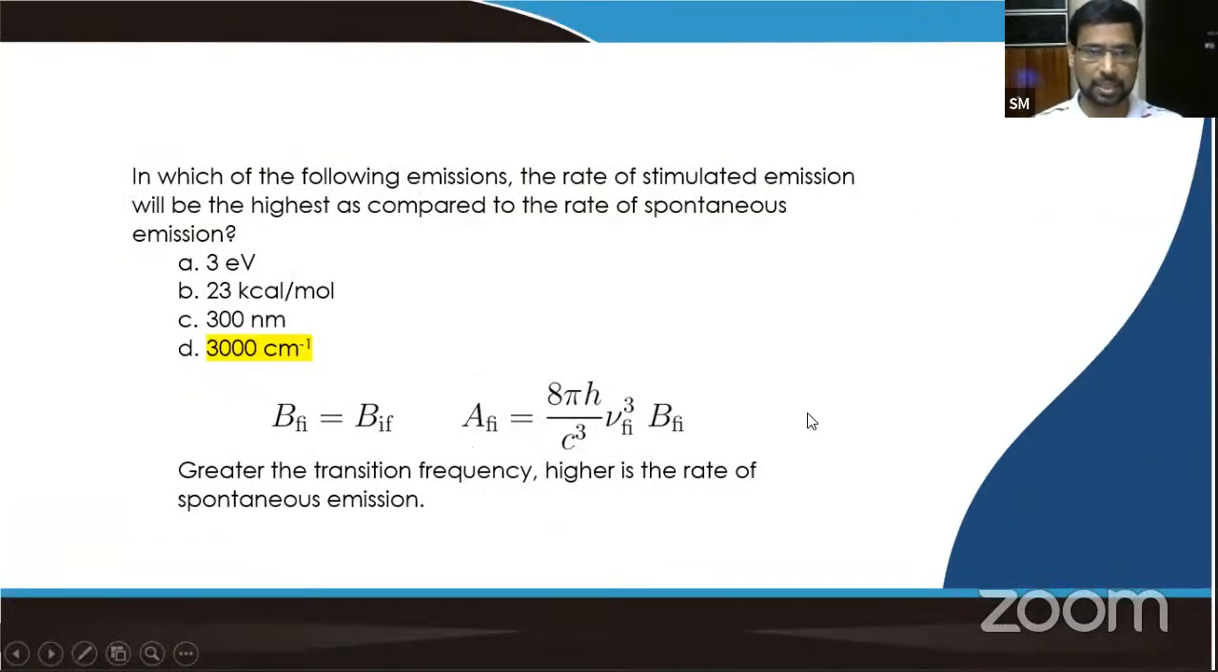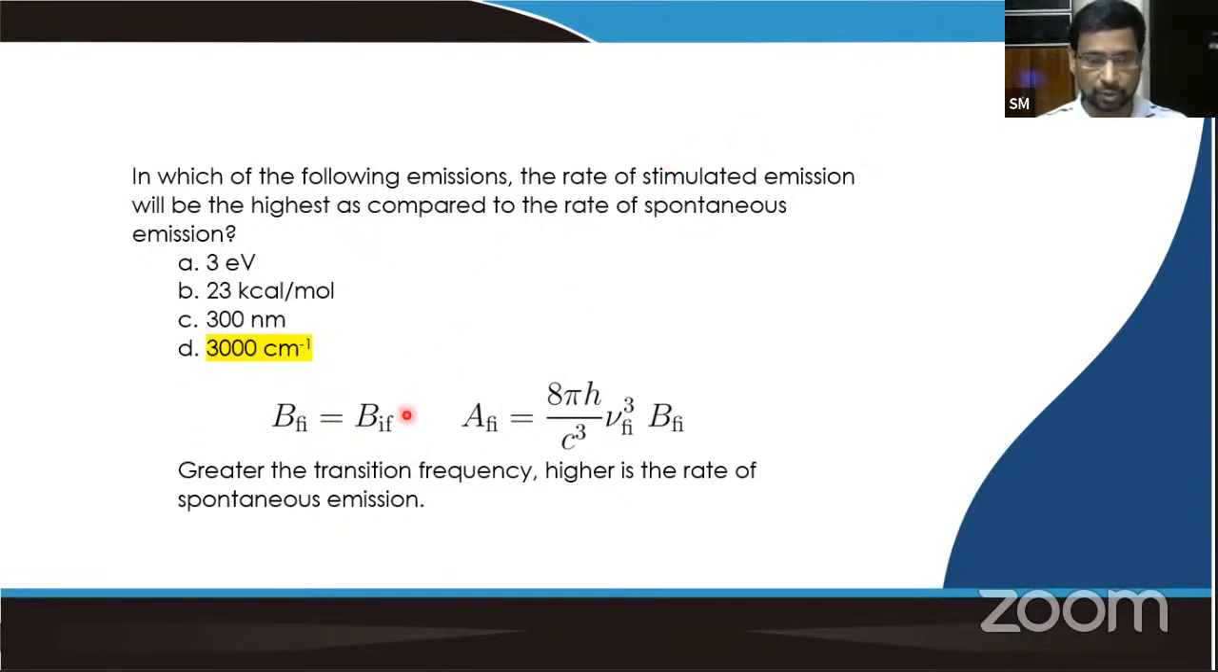Now, let us take up the next question. It says, in which of the following emissions will the rate of stimulated emission be the highest as compared to the rate of spontaneous emission? When we were discussing Einstein's coefficients, we saw that for the emission process, we can have either stimulated or spontaneous emission. For the absorption, we always have the so-called stimulated absorption.